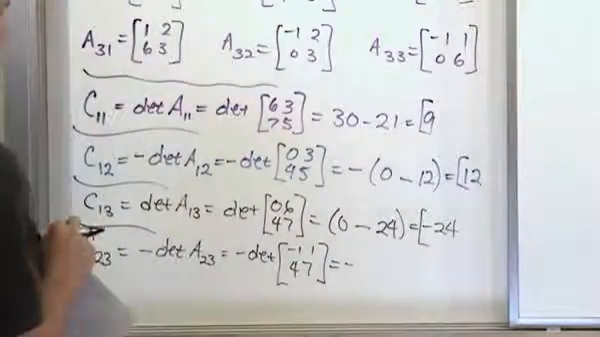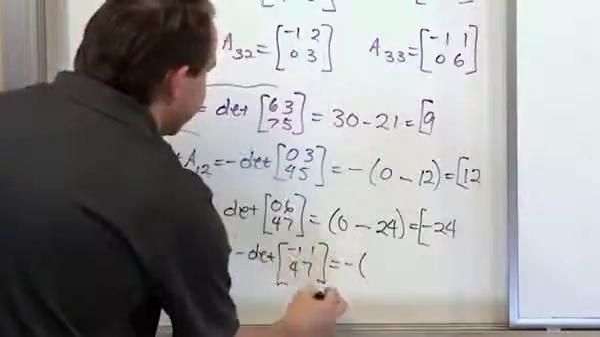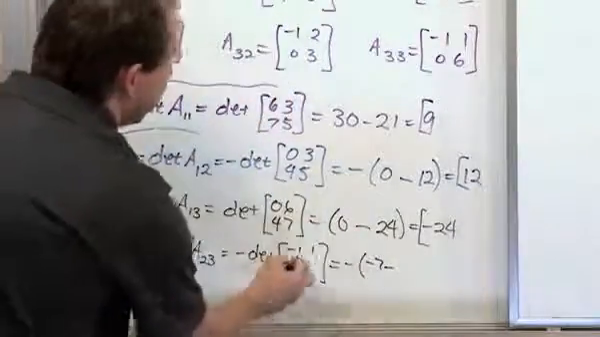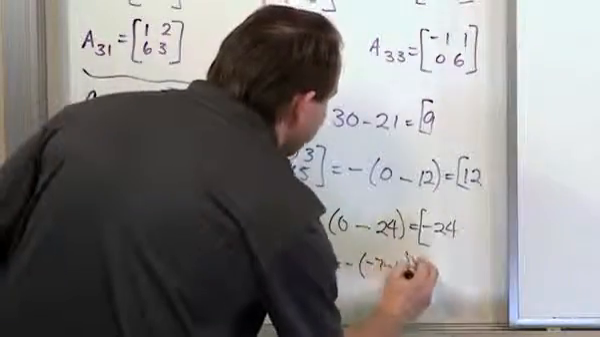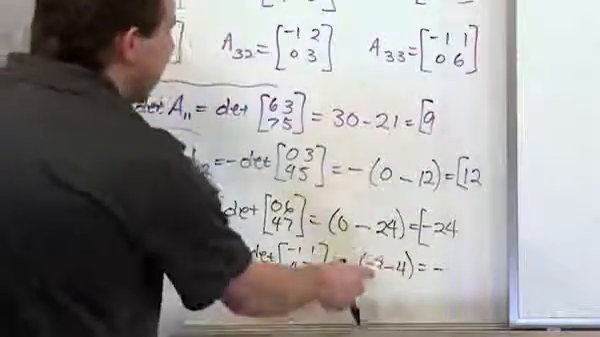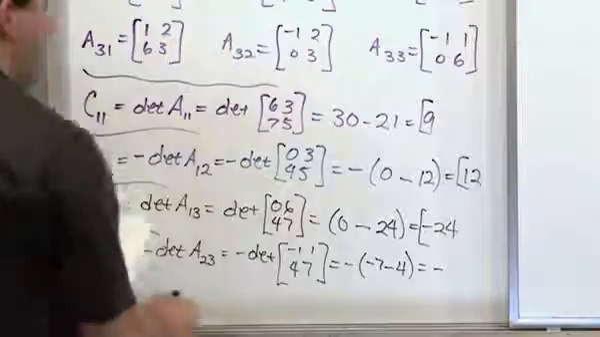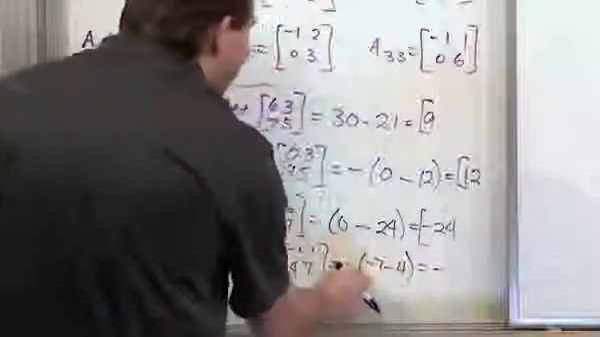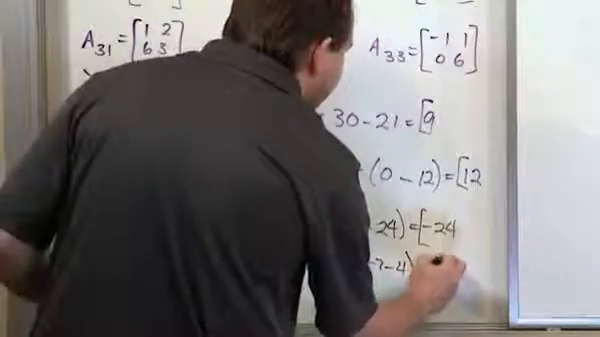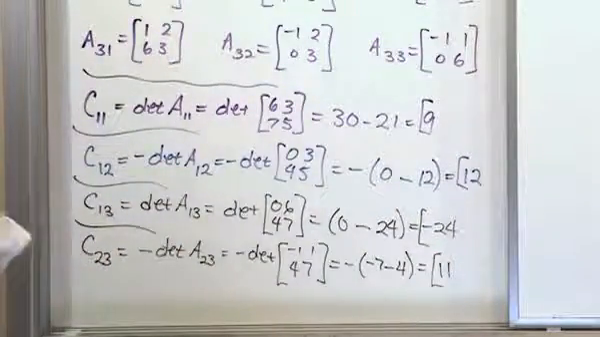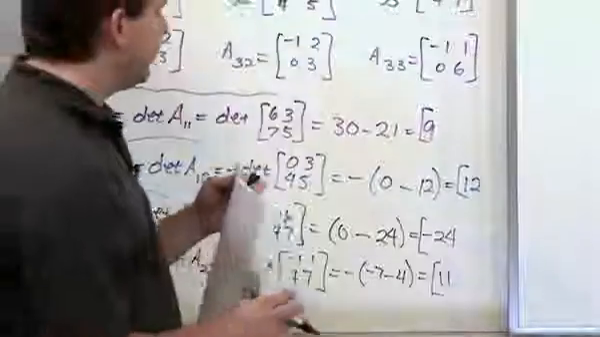So we put a negative here, and then inside we go like this, which will be negative 7, minus this way will be a positive 4. So what we see is we have a negative on the inside, negative 7, minus 4 is negative 11. So inside we have negative 11, we have a negative outside, so we can just make it a positive 11 for the final answer. So the cofactor at location 2, 3 is 11.